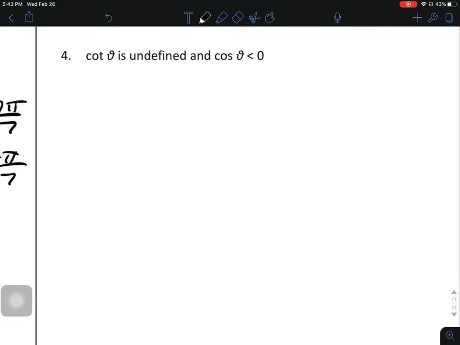Number 4, cotangent of theta is undefined. Let's do that first. Cotangent of theta is equal to x over y. If that's undefined, that means y is 0. If y is 0, that must mean that theta terminates on the x-axis.